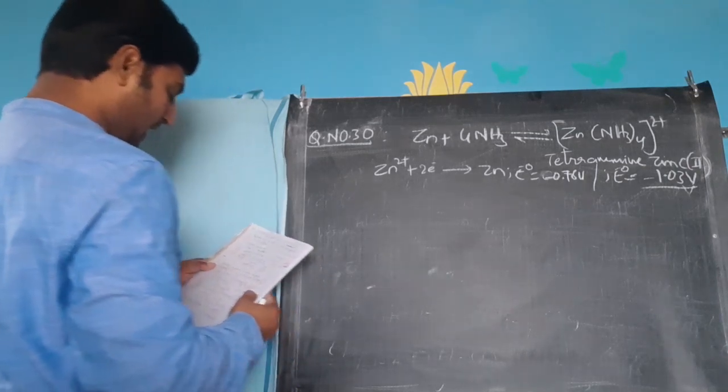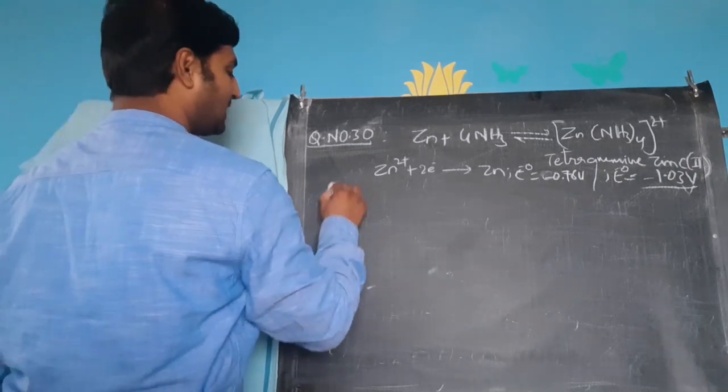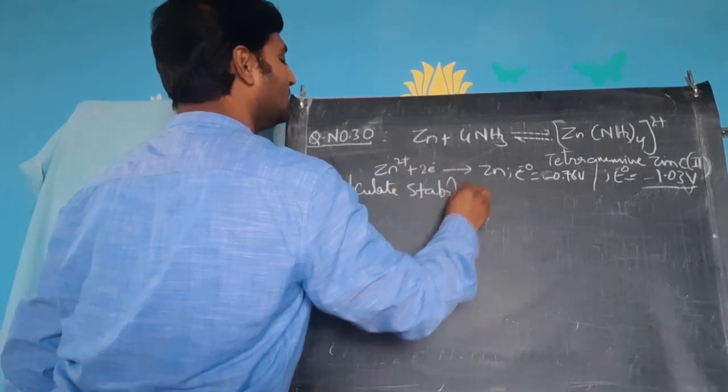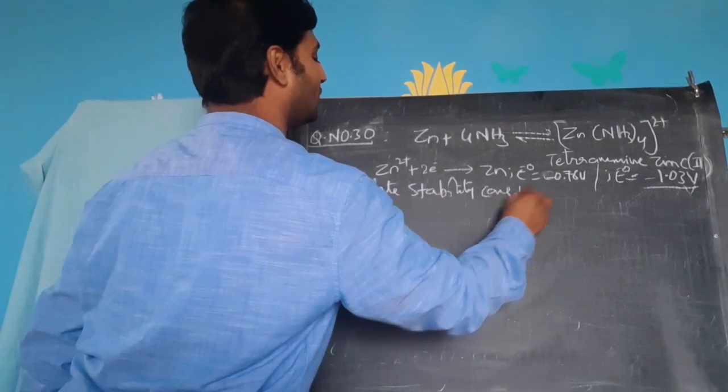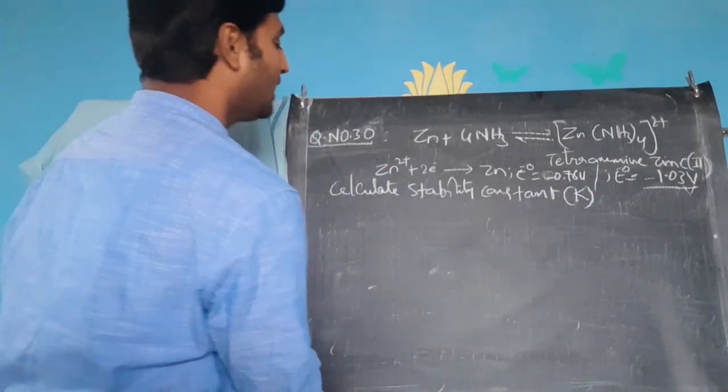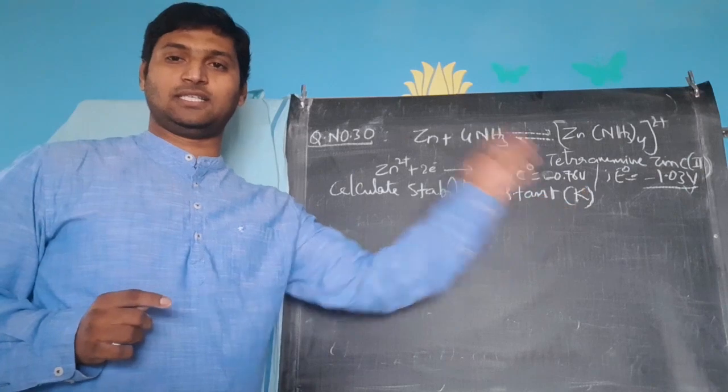Now the question asked is, calculate the stability constant for this complex compound. Stability constant can be denoted by K. Calculate the stability constant for this compound.